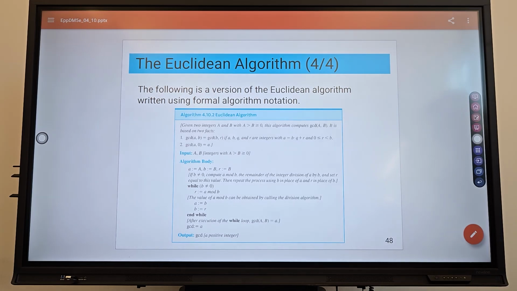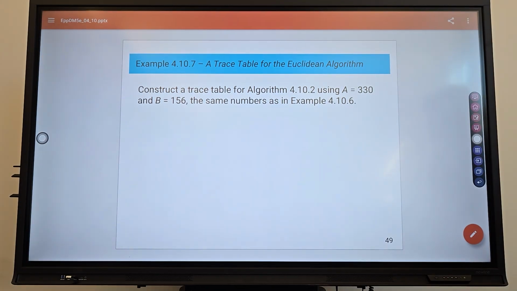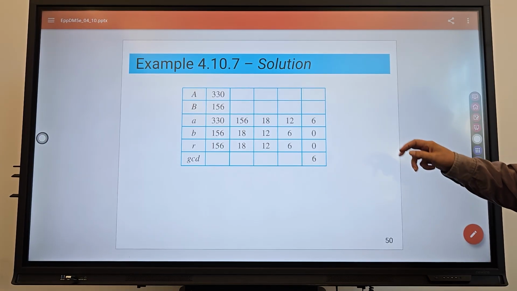The following is a version of the Euclidean algorithm written using formal algorithm notation. You could write this down or copy it from the slide if you wish. I think finding greatest common divisors is part of cryptography or something like that. I think it's used in that with large numbers. Construct a trace table for algorithm 4.10.2. And it gives you this.